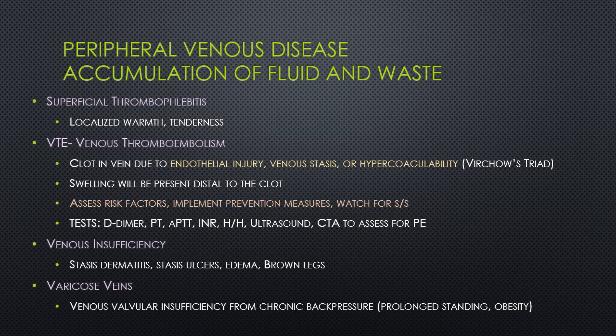Venous insufficiency causes stasis dermatitis, or that brown discoloration of the legs, as well as thick, scaling, dry skin, or weepy skin, depending on how much edema they have, and stasis ulcers as well. And then varicose veins, which are venous valvular insufficiency from chronic back pressure. So we talked about the valves within the vessels themselves, and patients who have prolonged standing, obesity, or pregnancy are at greater risk for varicose veins.